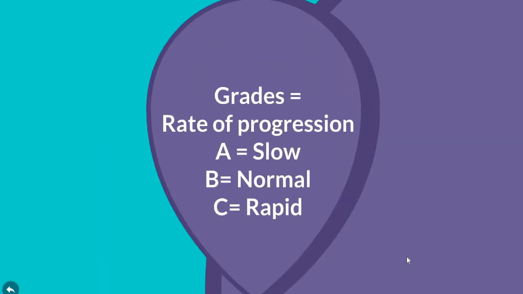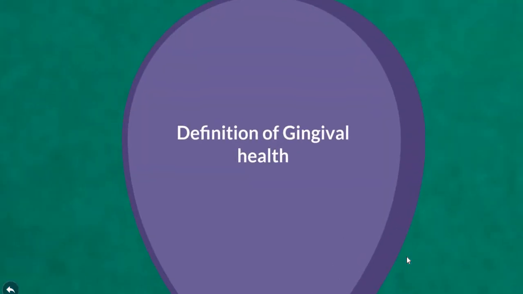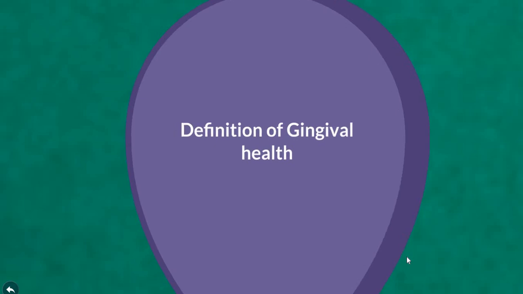And we have grades. The grade is equal to the rate of progression of the disease, how fast this disease is growing. So we have grade A, slow, B, normal, and C, rapid, and I'll talk about these staging and grading later. We have a definition of gingival health, which is not present in the previous one. This is an important topic which came into the classification.